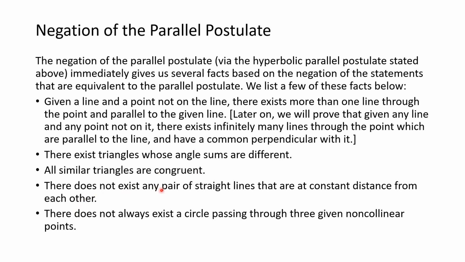There does not exist any pair of straight lines that are a constant distance from each other. So this is sort of negating the parallel line concept from Euclidean geometry. There does not always exist a circle passing through three given non-collinear points. So 3 points don't necessarily determine a circle in hyperbolic geometry. These are all true statements in our new geometry that we're discussing here.